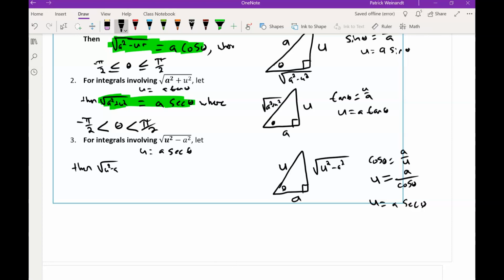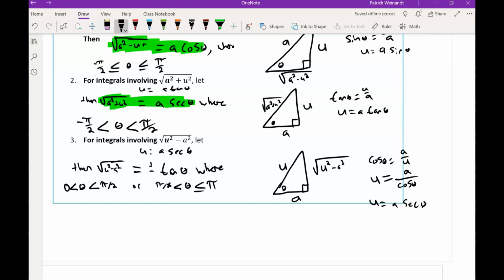Okay, so keeping that in mind, u equals a times secant theta, then we have that the square root of u squared minus a squared, again where u squared is some variable x, a squared is some constant being squared, is going to equal plus or minus a times the tangent of theta, where theta is either going to be greater than or equal to 0 and less than pi over 2, or it's going to be greater than pi over 2 and less than or equal to pi. So kind of on this interval.